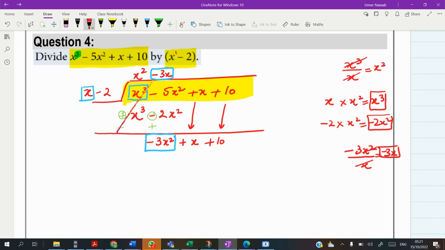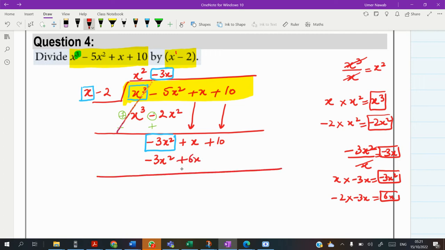When you multiply x with minus 3x, it gives you minus 3x squared. And now minus 2 is multiplying with minus 3x. Be careful, minus multiplied with minus leaves you plus. 2 times 3 is 6x. So I'm going to write here 6x.